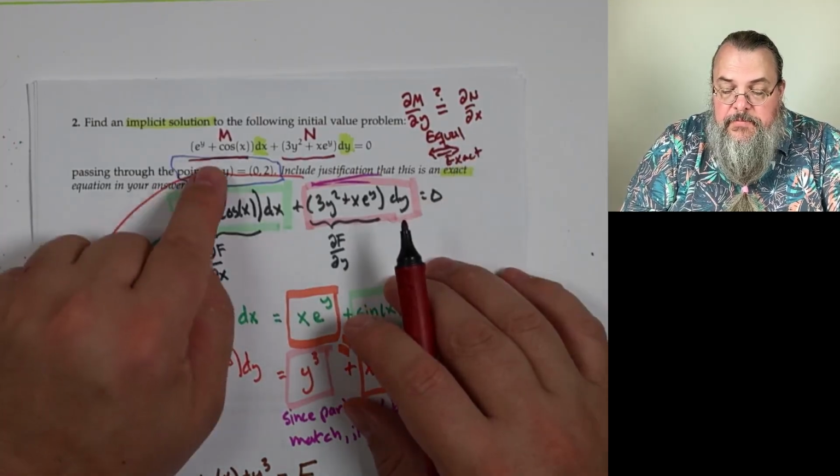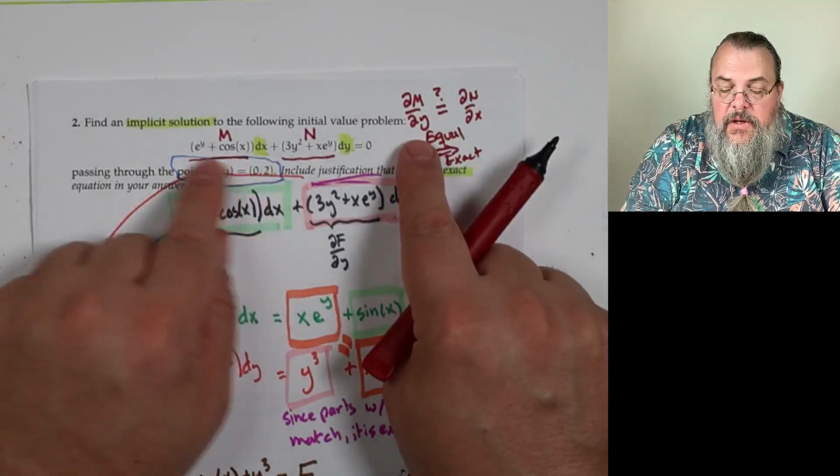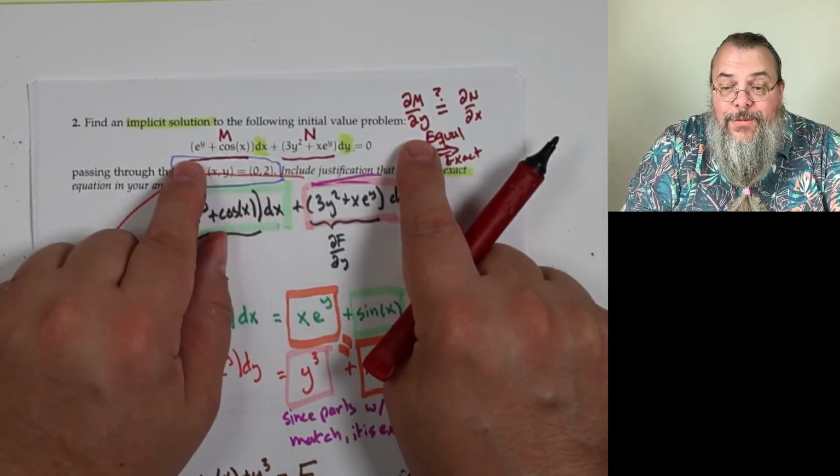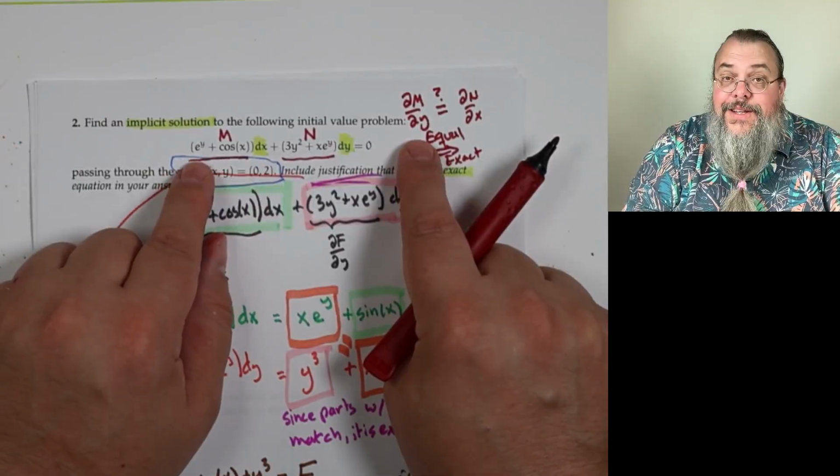So what happens here? If I take the derivative of this term with respect to y, what happens? You get e to the y.